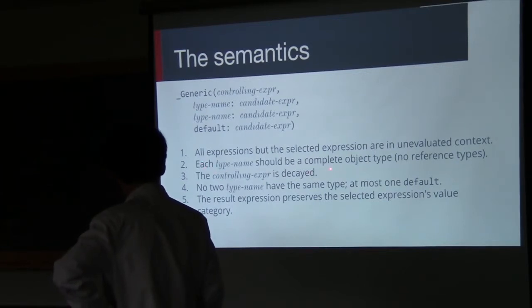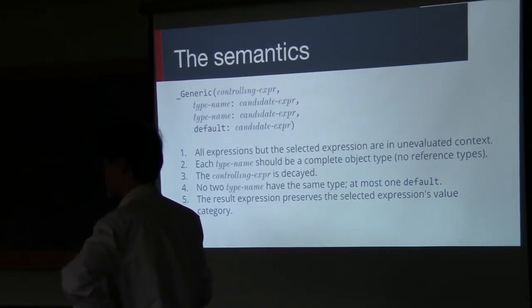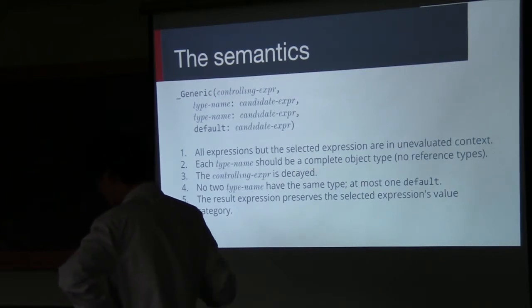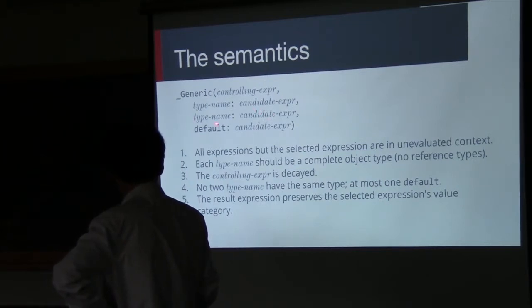Each type name should be a complete object type. There are two things here. Complete means that at the point of evaluating this whole expression, those type names must not be incomplete. This might have some interesting interaction with template instantiation. We are going to see an example very late. And it needs to be an object type.